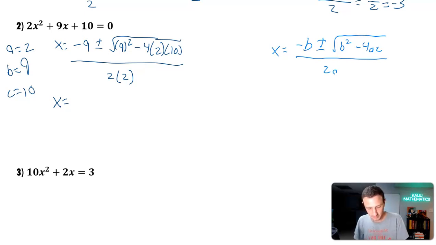On the inside of there, you just get 1. Because it's 81 minus 80. 4 times 2 is 8. 8 times 10 is 80. So you get the square root of 1.